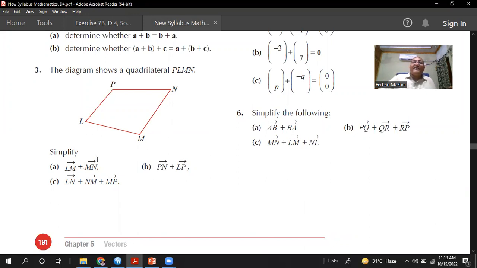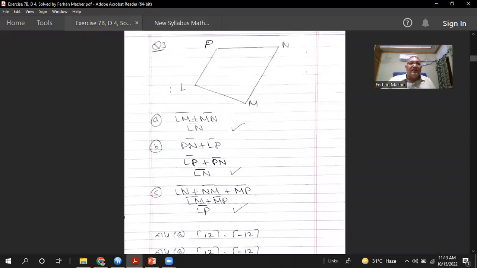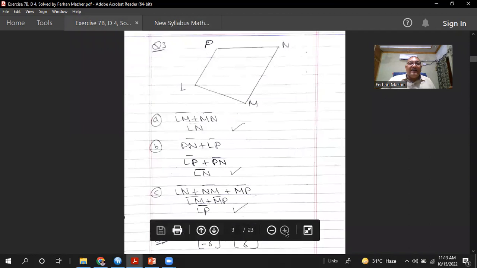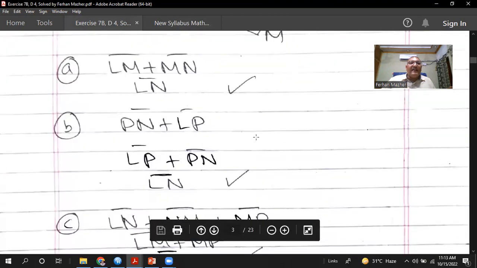So when you add the vectors, it is important that where the first vector ends, from there the second vector should start. And if this is the case, then the resultant will be the first letter of the first vector and the last letter of the last vector. So for example, here LM, at the M it ends and the next one starts with the M. So it will be LM plus MN, it will be LN. So here you can see I have shown it, and LM plus MN will be equal to LN.